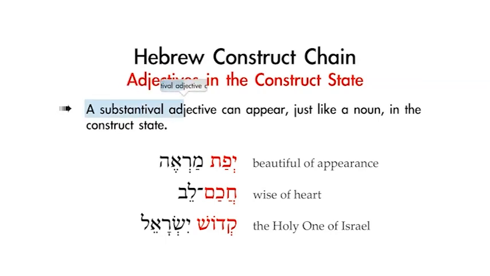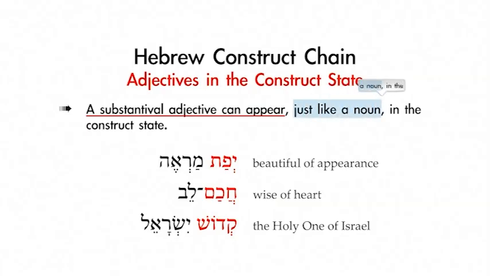In Hebrew, a substantival adjective can appear just like a noun in the construct state. Remember, a substantival adjective is an adjective that's functioning like a noun. So whatever a noun can do, that substantival adjective can do. So here we have three examples of adjectives that are functioning substantively in the construct state. Yefath mar'eh, beautiful of appearance. Chacham lev, wise of heart. Or kadosh Yisrael, the Holy One of Israel. In each instance, the substantival adjective is highlighted in red and is in the construct state, and it's followed by the absolute noun.